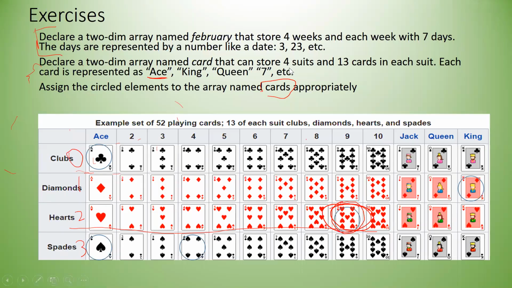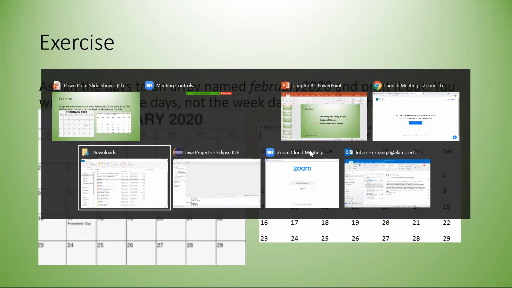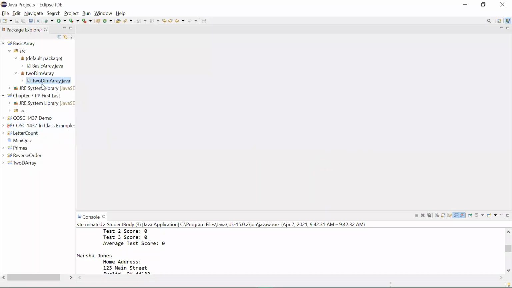Now let's look at this one. I'm asking you to assign the days to an array named February 2020 and print it out. I don't think we have enough time to have you do this, so I will just show it and explain it, everybody. I did it last night, so here it is.